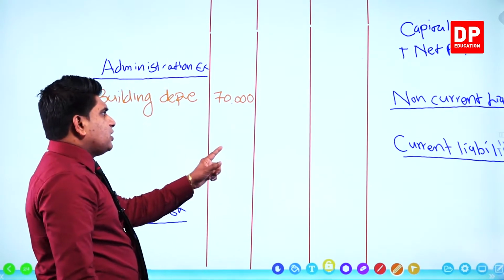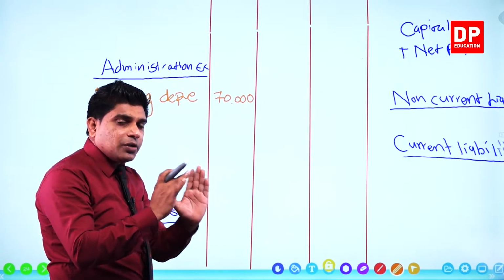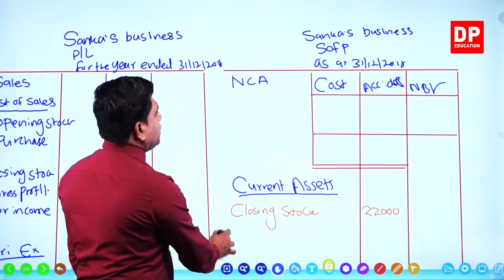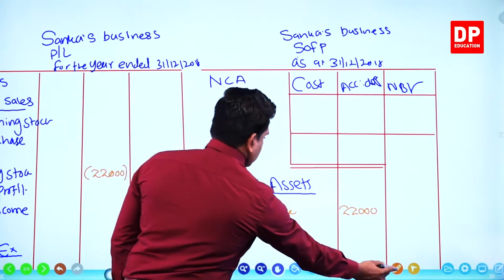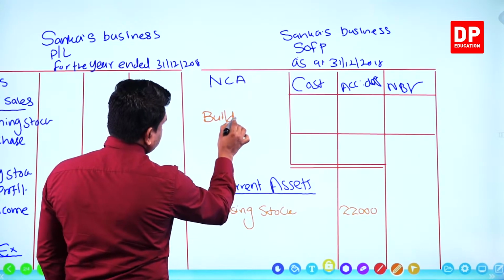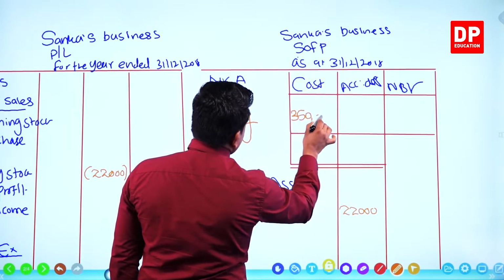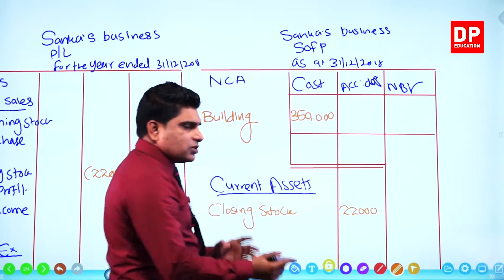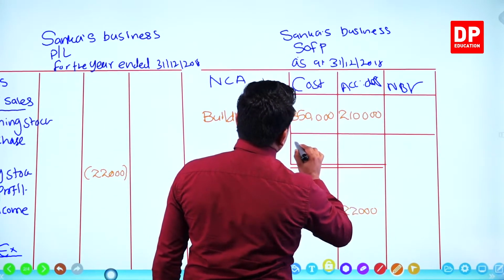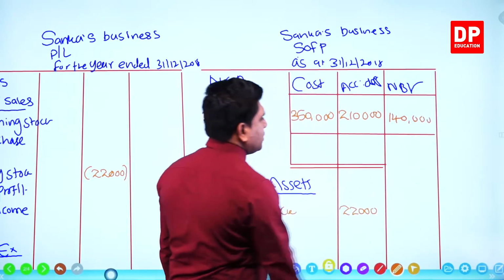Right? After that, this 70,000 and the depreciation given in the question, 140,000, the total depreciation is called accumulated depreciation. It goes to the non-current assets. Non-current assets, building, 350,000. After that, what? 140,000 plus 70,000 is 210,000. Then the answer, 140,000 is the balance. That one is also finished.